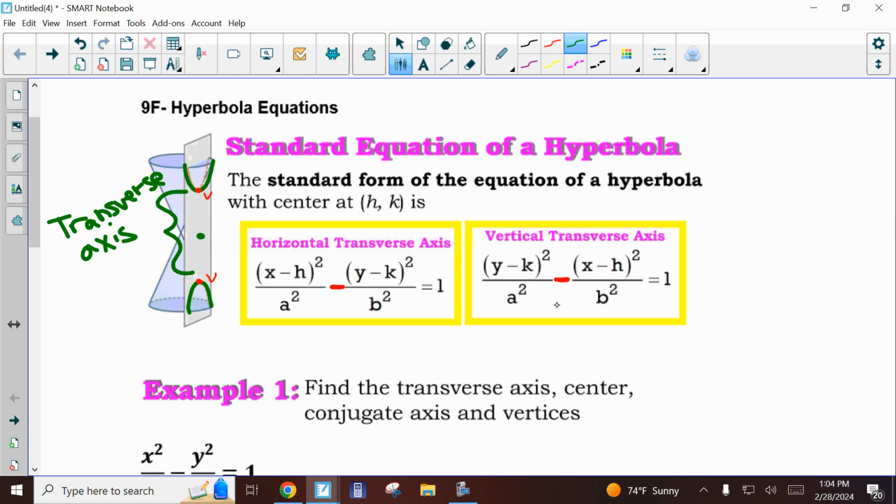What the heck is that? Big words. Hey, those big words? Transverse. Transverse. It's not that big. 2 syllables. Transverse.